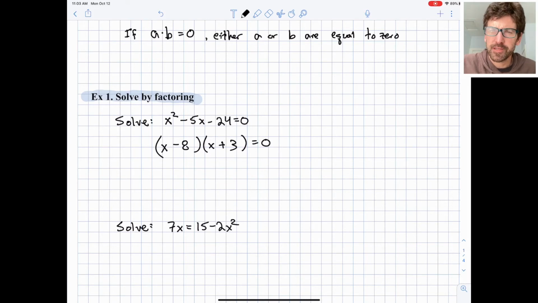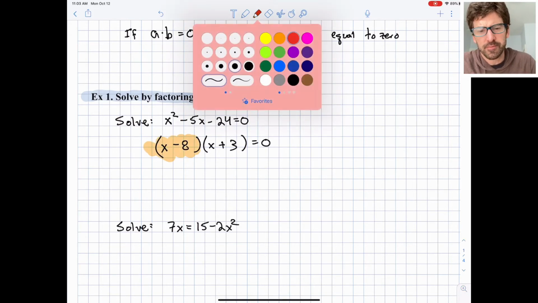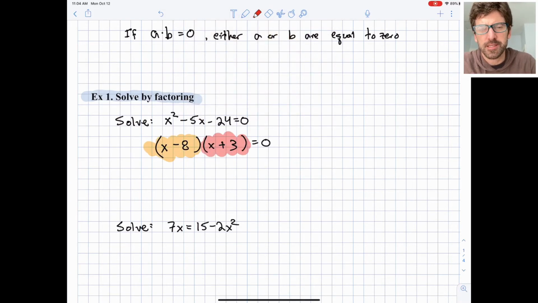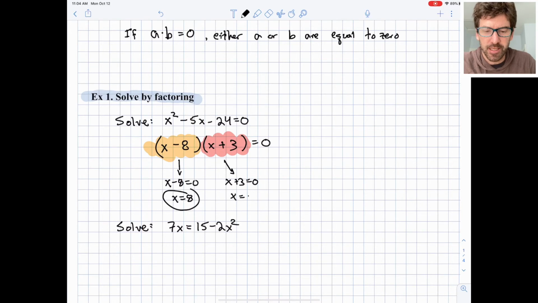But now what we've done is we've factored our quadratic expression into the product of two binomials. But the key thing, it's the product of two pieces. So we have an orange thing times a red thing is equal to 0. So either the orange factor is 0, or the red factor is 0. So one option is x minus 8 equals 0, which means x is 8. And the other option is x plus 3 equals 0, which means x is negative 3.